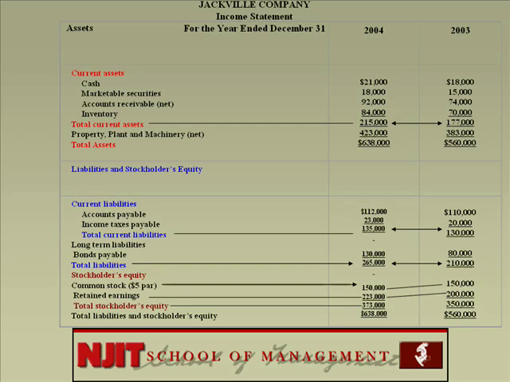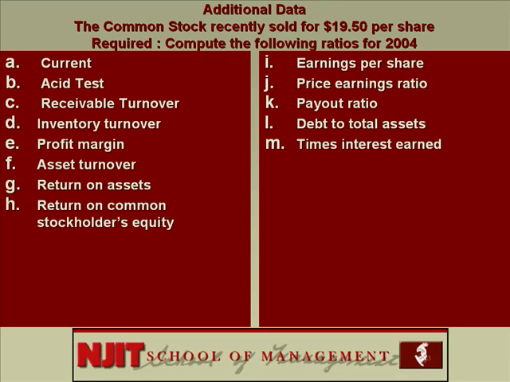And when you're done, I want you to look at these questions. There you go. I want you to compute the following ratios for 2004. I'm going to explain the concepts using this problem as an example. So if you want, stop this recording now and print out the income statement, the balance sheet, and the question you have in front of you. This is what we're going to use for the rest of this module.